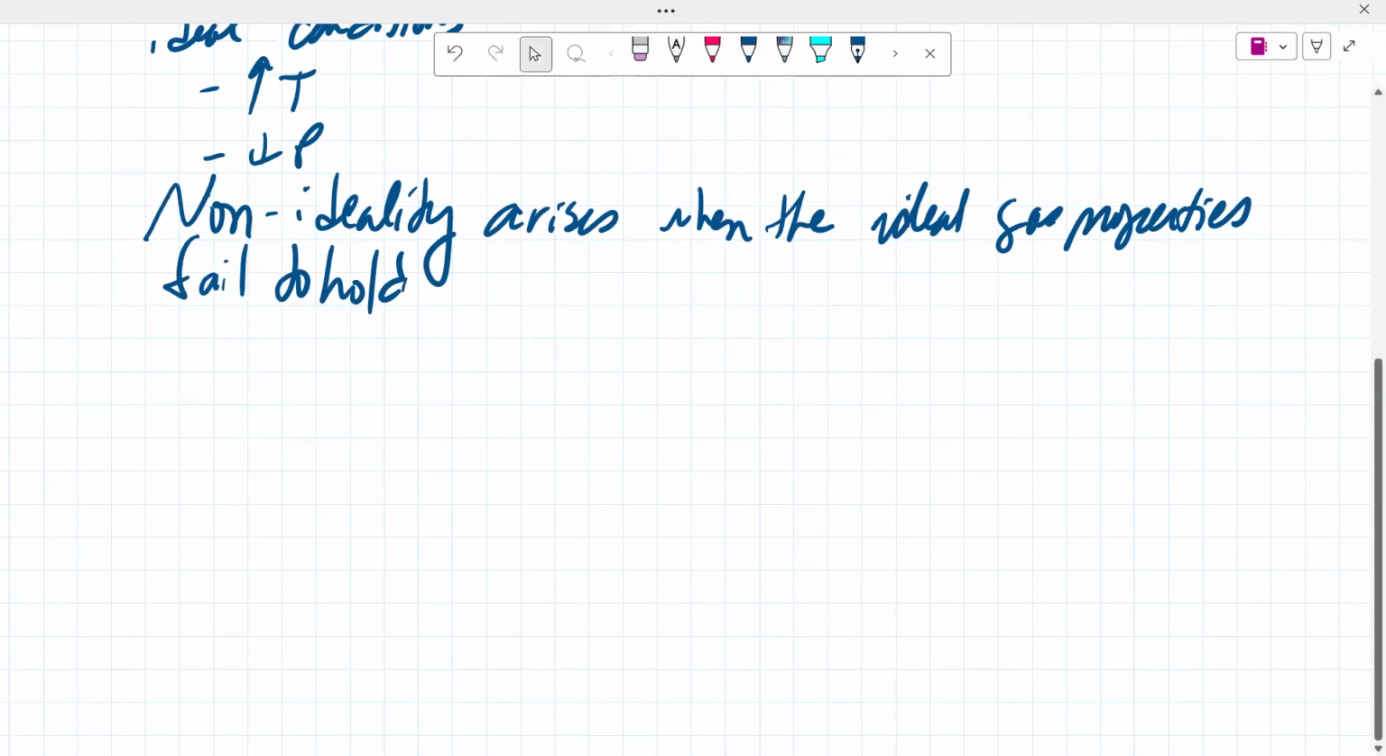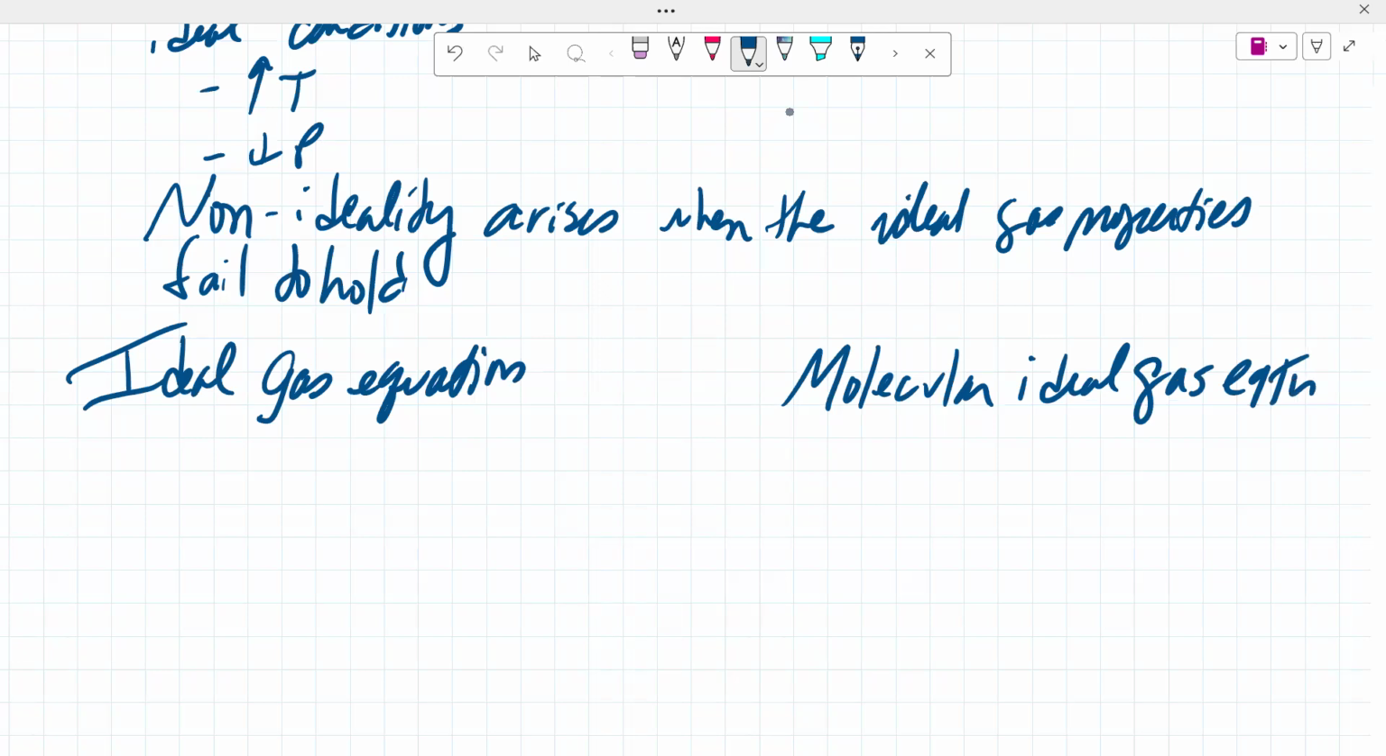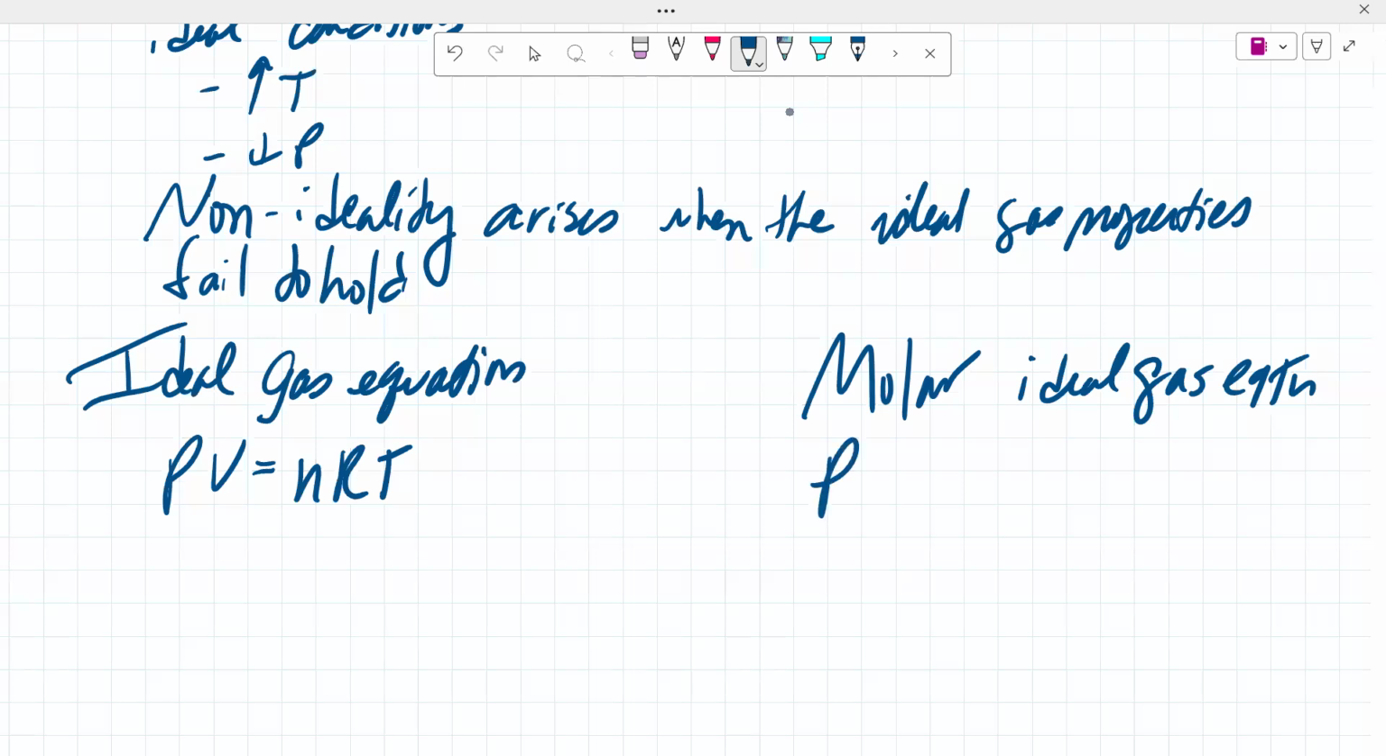All right, so let's write out the ideal gas equation. We're actually going to write out two versions of it. We'll have the regular ideal gas equation, and we'll have the molar ideal gas equation. The regular ideal gas equation you've probably heard: PV equals nRT, and the molar ideal gas equation is P V bar equals RT. Well, they must be the same thing, right? So how does this work?